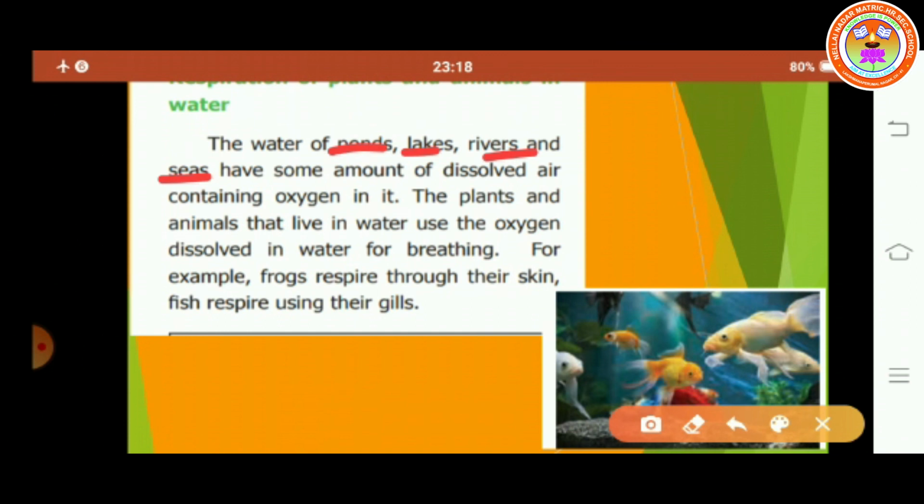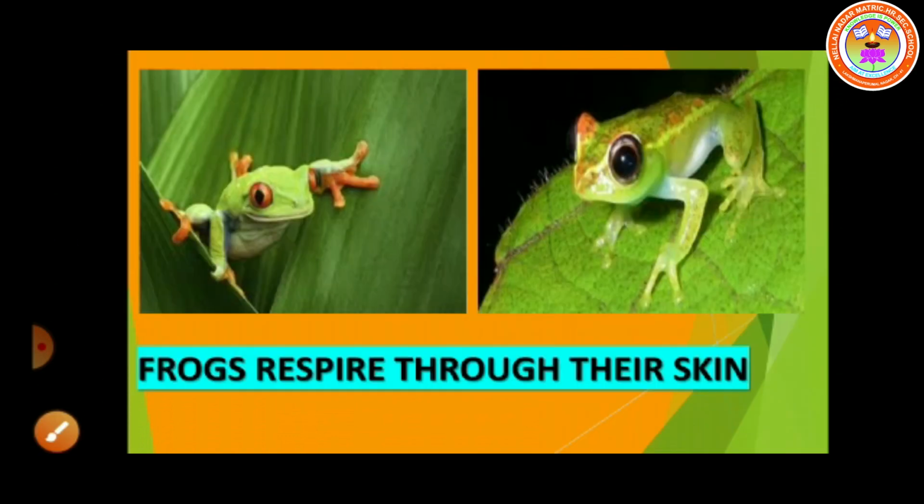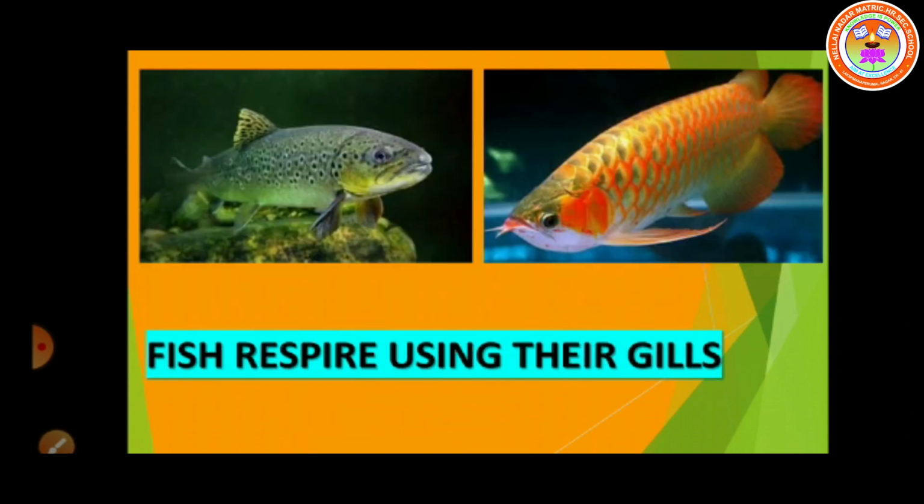Okay. So for example, frogs respire through their skin. Fish respire using their gills. So aquatic plants and animals use the dissolved oxygen for their respiration process.